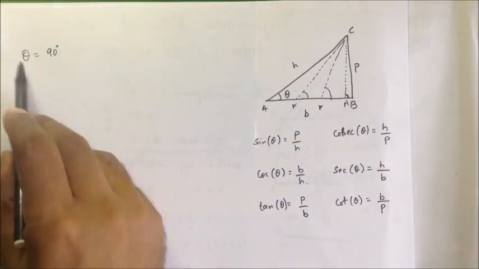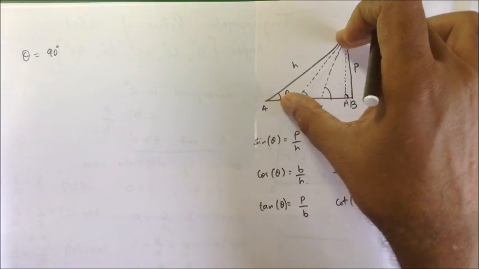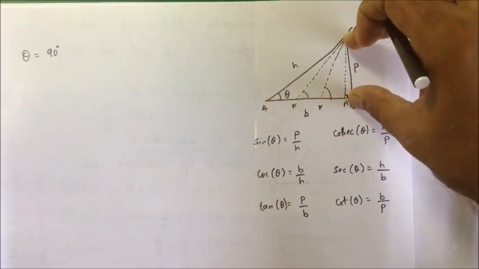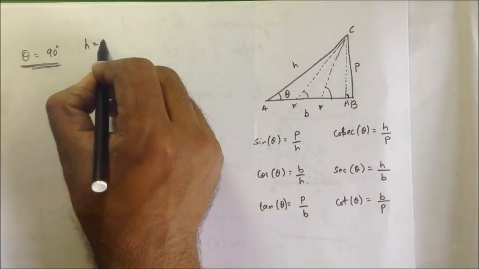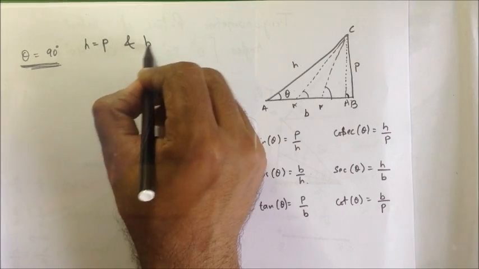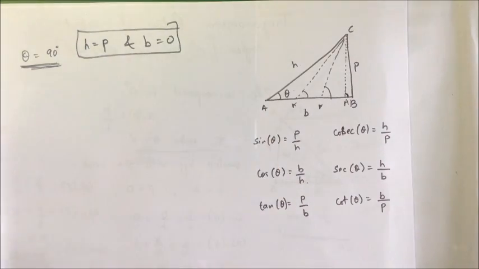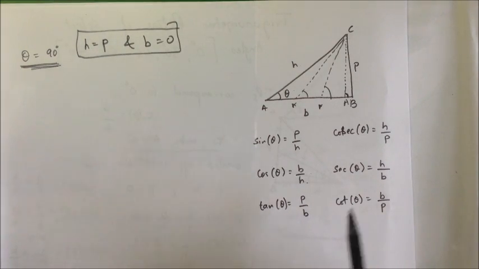So for this angle theta to become 90, this hypotenuse should move and overlap with the perpendicular like this, and when this would happen, the base would become 0. So for theta equal to 90, we get the condition that hypotenuse is equal to perpendicular and the base has become equal to 0. Now we'll put this condition one by one in these 6 trigonometric ratios.